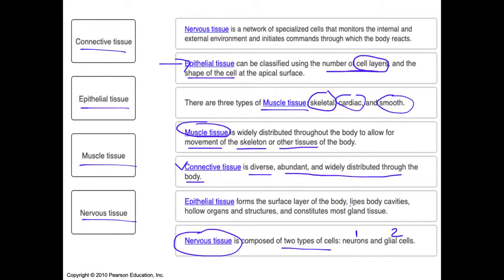What type of layer lines the body cavities? It forms the surface layer of the body. It's a covering. It's even involved in glands. That too is going to be epithelium. And then what's the network of specialized cells that monitors the internal and external environment and initiates or controls commands? That's going to be neural tissue.